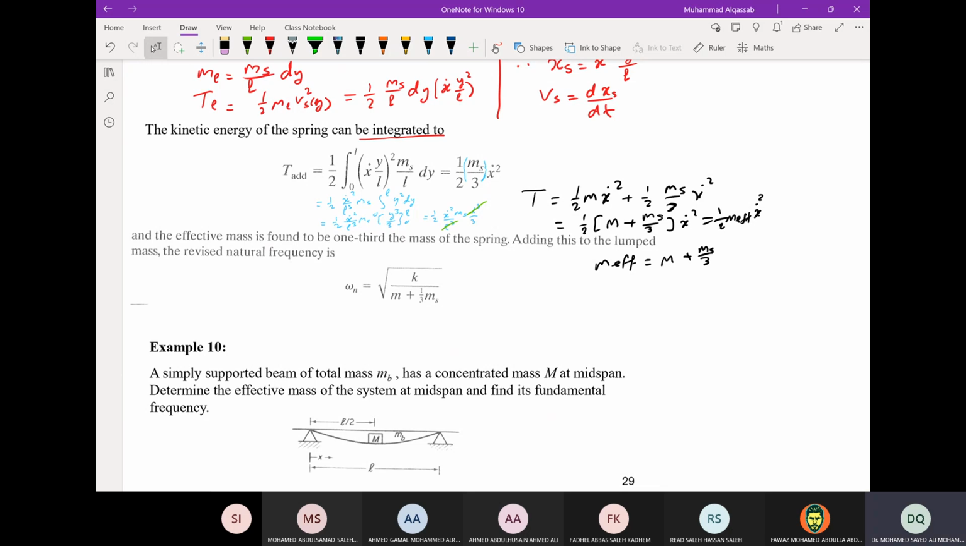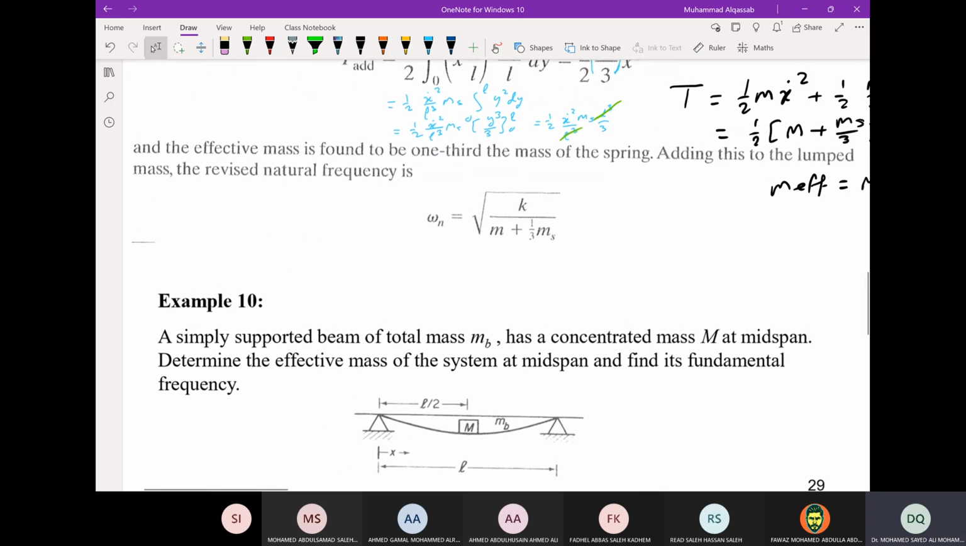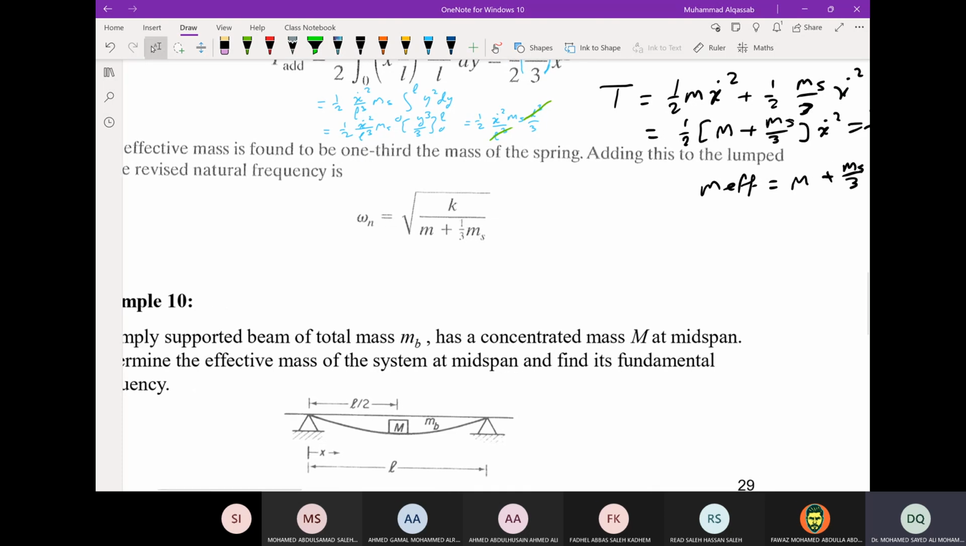So the part to be added, or the mass of the spring to be added, is only a third of the mass of the spring. You don't add the total mass, because one end has 0 velocity, and the other end has x dot squared. So there is a velocity range, not the same.